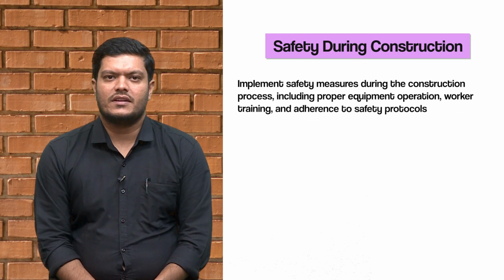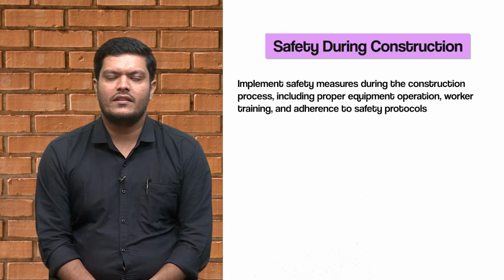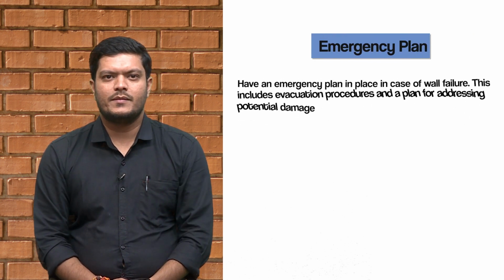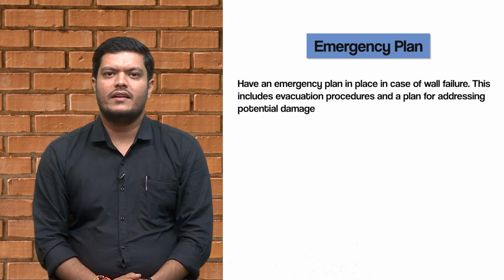Safety during construction. Implement safety measures during the construction process, including proper equipment operation, worker training, and adherence to safety protocols. Emergency plan. Have an emergency plan in place in case of wall failure. This includes excavation procedures and a plan for addressing potential damage.